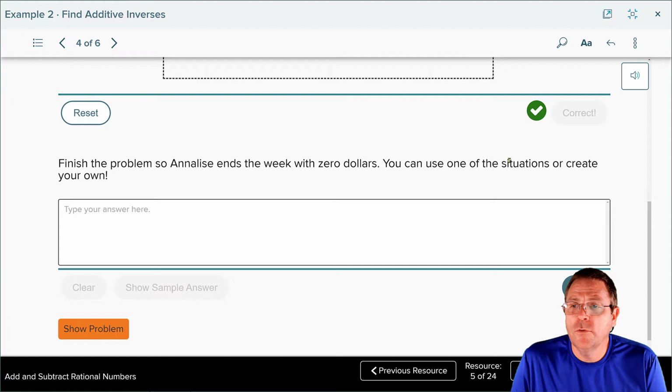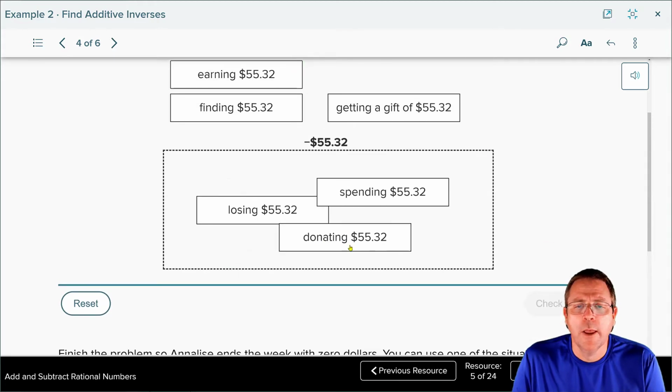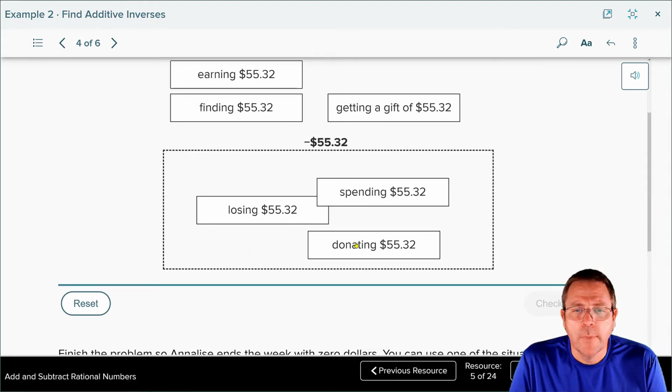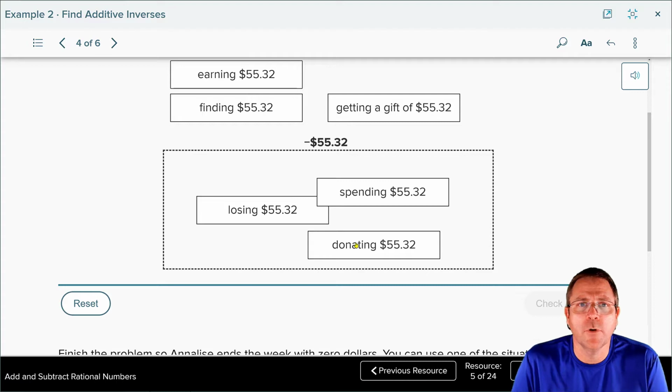You can use one of the situations to create your own. So here you go. Annalise had earned $55.32, but she was passing this homeless man on the street and he looked really hungry and didn't have any boots, so she gave him that $55.32 so he could buy some new boots so he wouldn't have his toes freeze off in that negative 42 degree Celsius winter that's coming wherever they're living up in the cold Arctic North. Easy math.